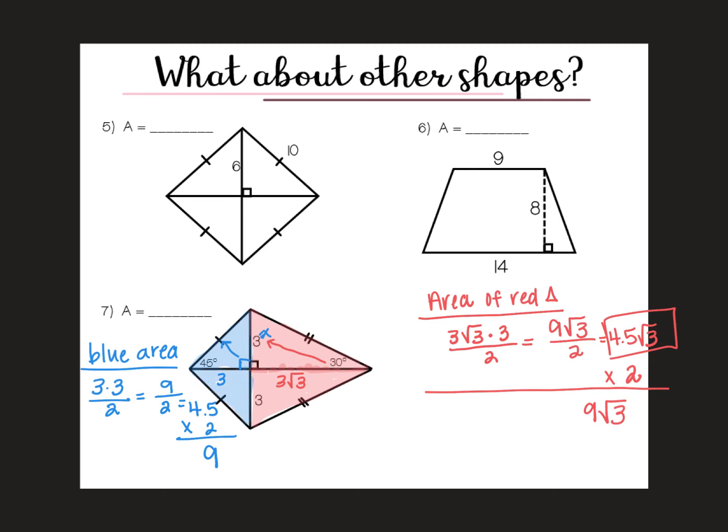For the area of the entire kite, I'm just going to add the 2 together. So I would have 9 plus 9 square root of 3. And at this point, it's probably safe to type that into a calculator. When I type that into my calculator, I get 24.588, so we'll just round to 24.59.